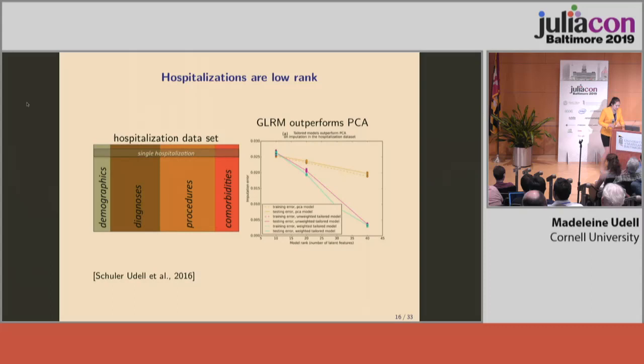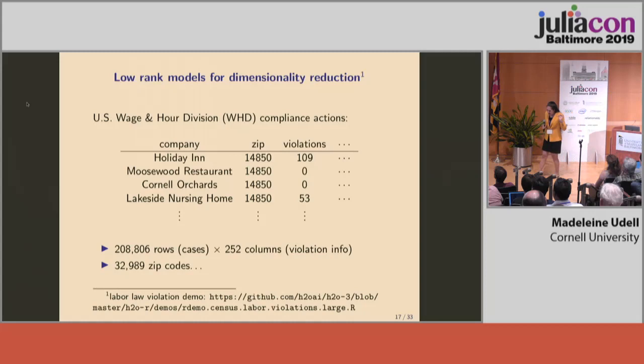Okay, let's see how to use this in order to improve machine learning models, in order to actually augment your data set. So here, this is an example that comes from the U.S. Wage and Hour Division compliance actions. Okay, so here's some companies, and some of them have been committing violations of U.S. labor law. Okay, so that's very bad, because oftentimes the people whose rights are violated in those circumstances are not people who can take you to court, right? You need to go find out what's going on, and figure out where to place your enforcement efforts. Okay. So it turns out the Holiday Inn and Lakeside Nursing Home are not being necessarily kind to their workers. Here in 14850, which is where Cornell is located.